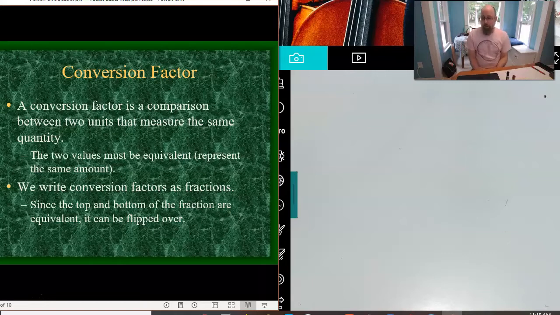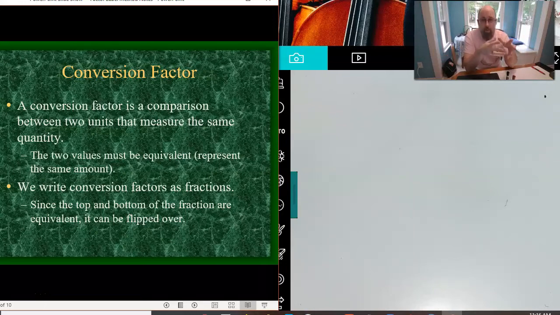A conversion factor is a comparison between two different units, and they need to be equivalent. It's important to understand that I'm not saying equal in this case. They're not going to be numerically equal. They're two different values for the same measurement in different units. So they're not the same number, but they represent the same quantity, the same amount of whatever it is that we're measuring. An example of that would be that a yard is the same as 3 feet. So 1 is not equal to 3 mathematically, numerically, but 1 yard is equivalent to 3 feet. They represent the same distance or the same length.